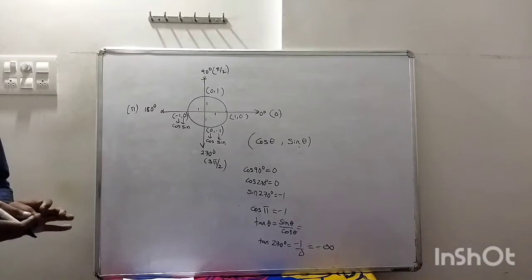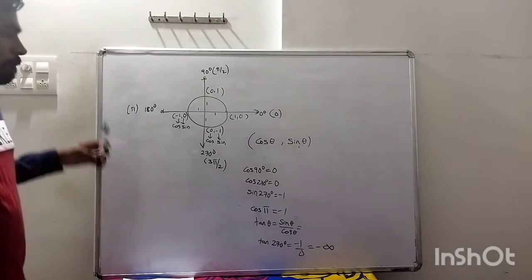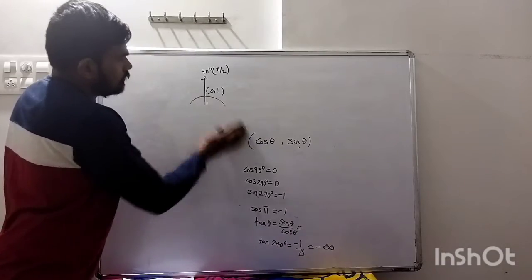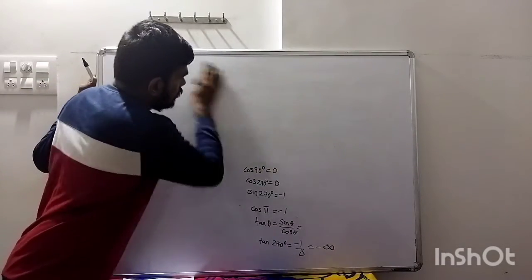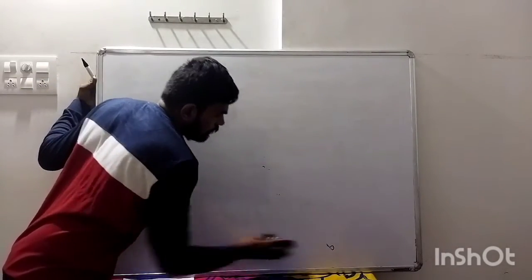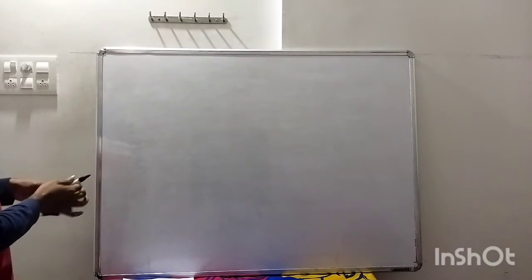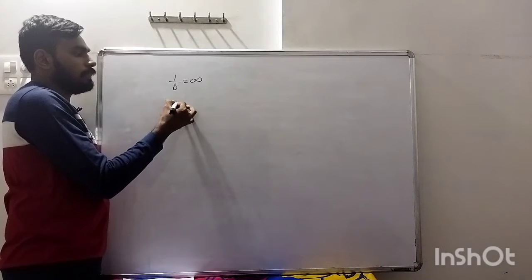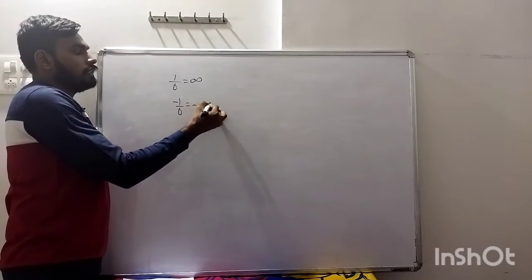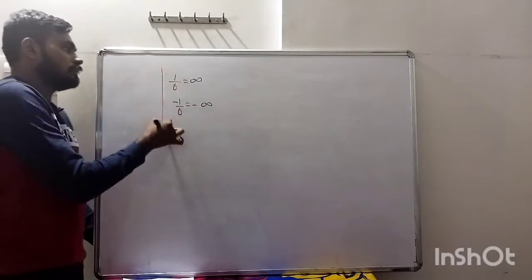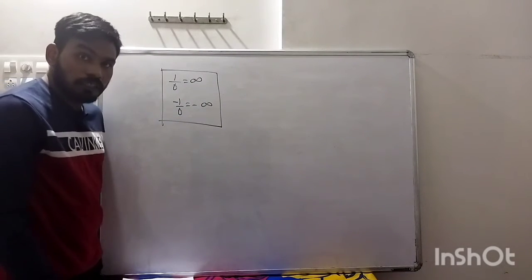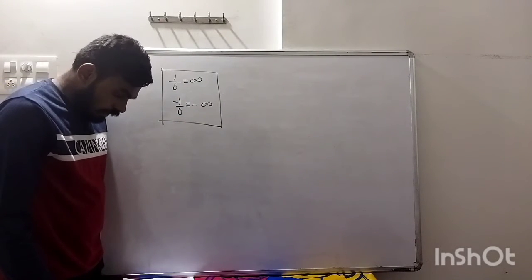Okay, so I'll drop this and remember this. Whenever we get an answer like this, 1 upon 0, the answer is infinity, correct? And minus 1 upon 0 is minus infinity. Remember this, okay? These two things. 1 upon 0 is infinity and minus 1 upon 0 is minus infinity, correct?